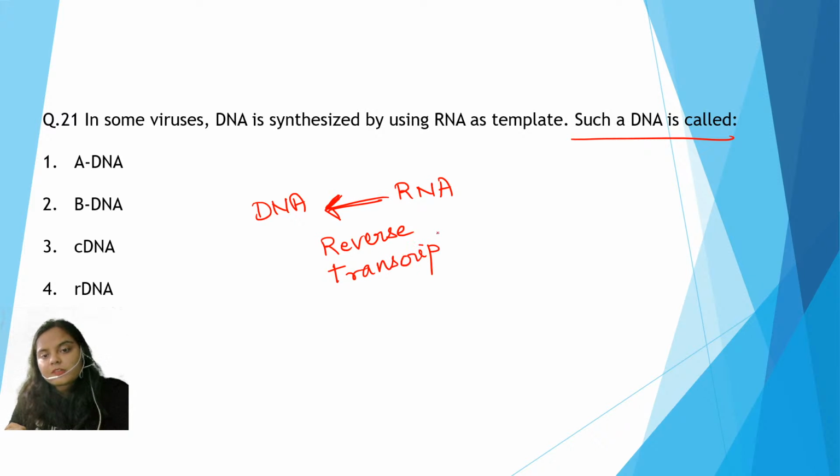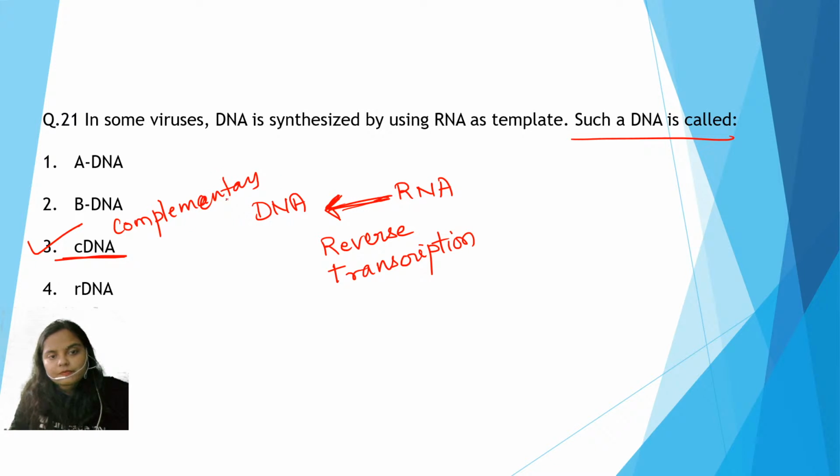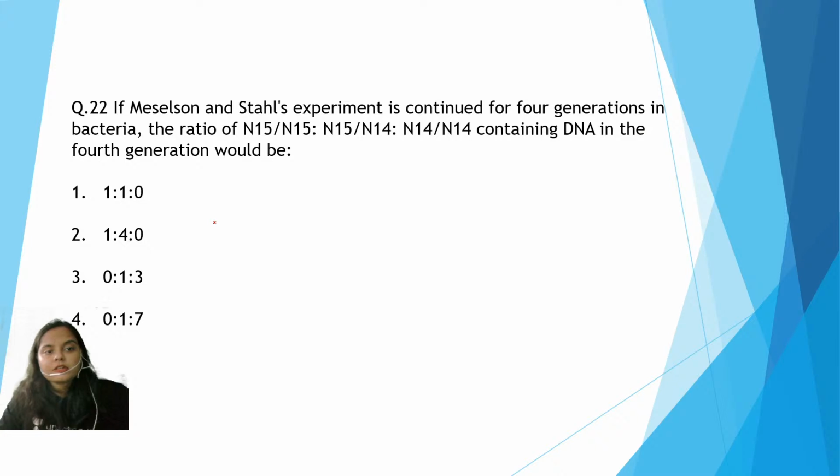So the DNA which is formed when RNA is acting as a template, by the process of reverse transcription, is known as aDNA, bDNA, cDNA, or rDNA. So the right answer to this question is option number 3, that is cDNA. It is the complementary DNA. cDNA stands for complementary DNA. Next question, question number 22.